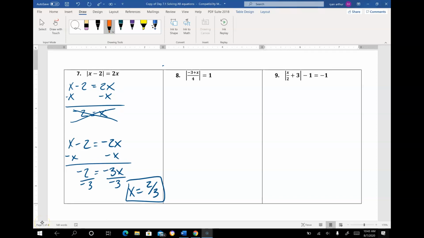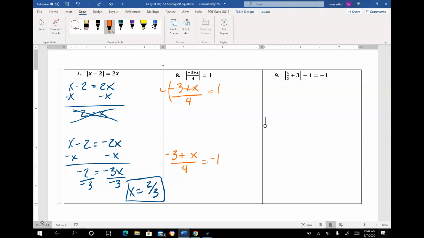All right, number 8. Number 8's a little different, but it's just refreshing your algebra skills, okay? So number 8 is isolated, so we don't have to do anything to get it isolated. So we're going to set the inside equal to the original version. And then we're going to set it equal to the opposite, which would be negative 1, okay? So you got to get rid of that denominator before you can even touch that x.